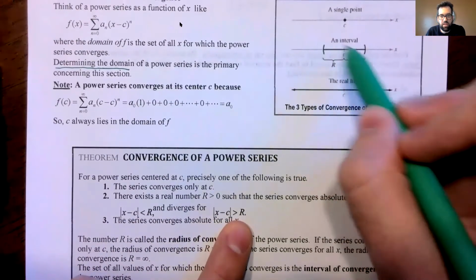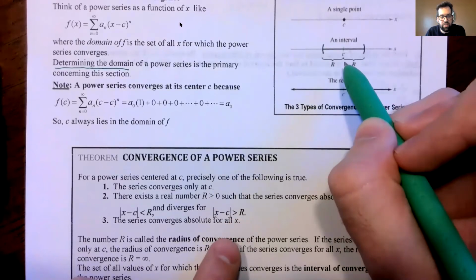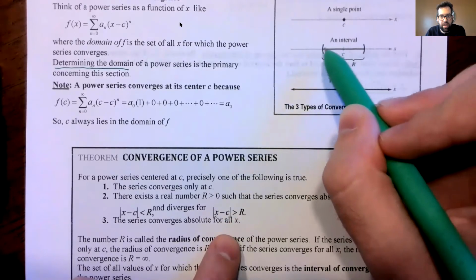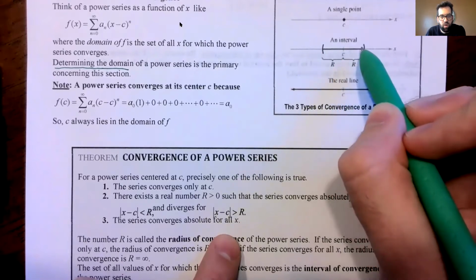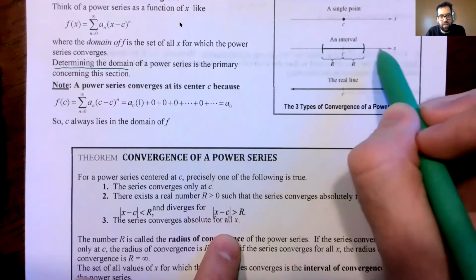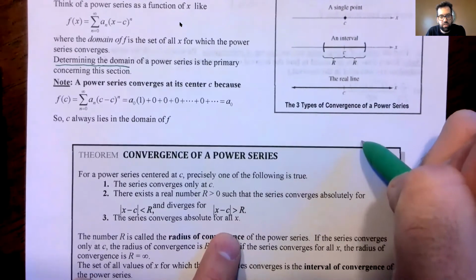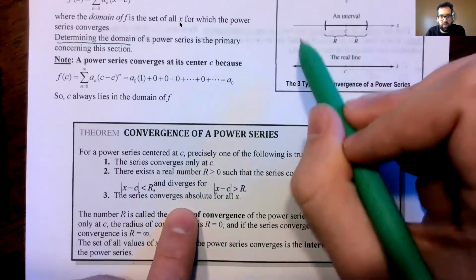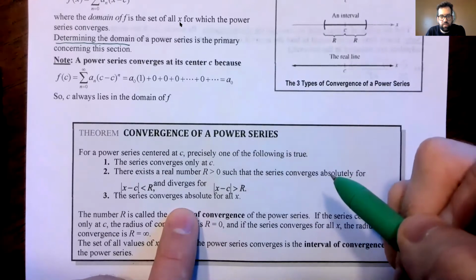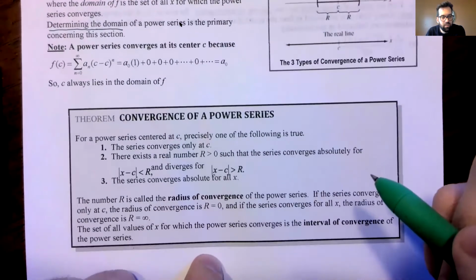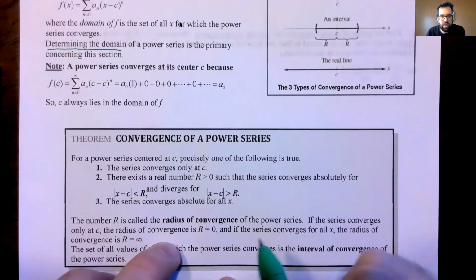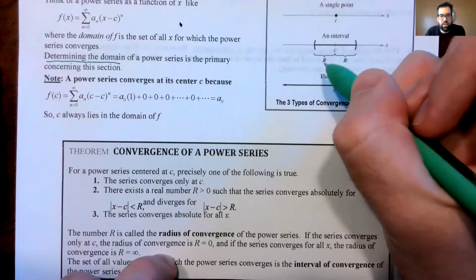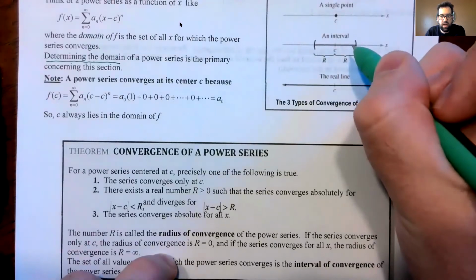And that looks like this, meaning that there's some capital R, and if I add or subtract that value from c, we get an interval where we converge, and everything to the left and to the right of that interval diverges. Or the series might converge for all real numbers. The number capital R is called the radius of convergence of the power series. So we consider this R to be the radius.